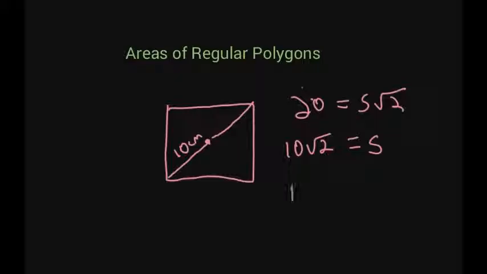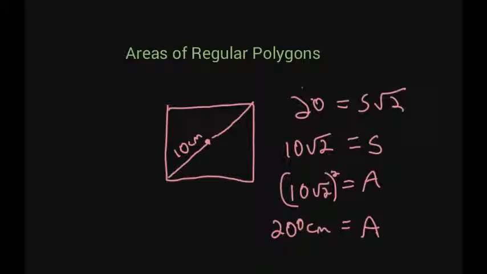And then you would square that. So 10 square root of 2 squared would equal our area. So when I square that, I'm going to get an area equal to 200 centimeters squared.